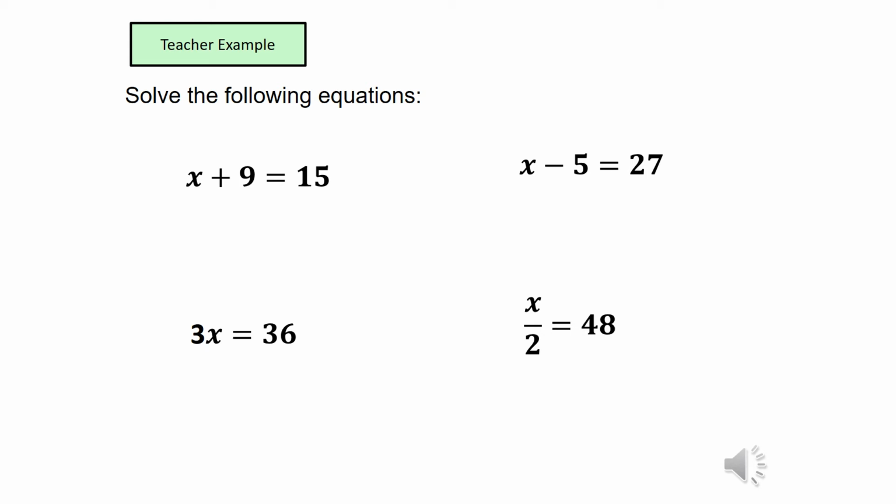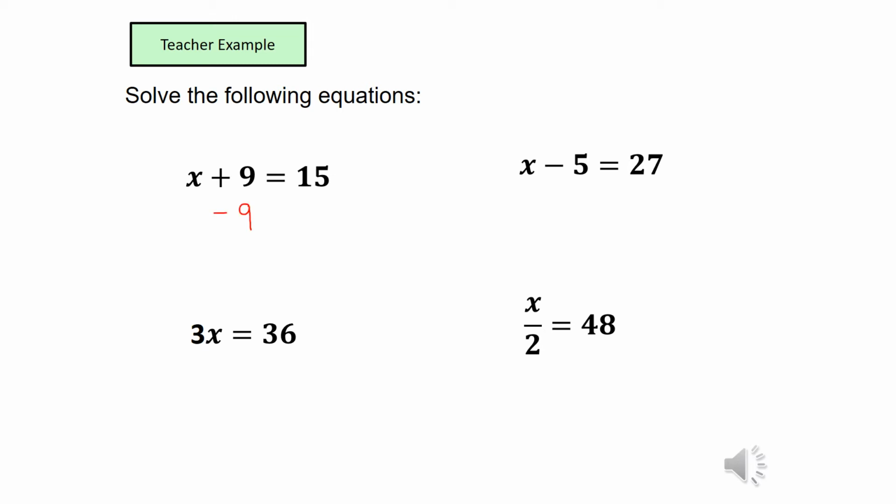Okay, let's have a look at some examples of how to work out and solve each equation. So the first one, x plus 9 equals 15. What we need to do is get that unknown on its own. So we need to get rid of whatever is next to the unknown. So in this case, we need to get rid of the plus 9.